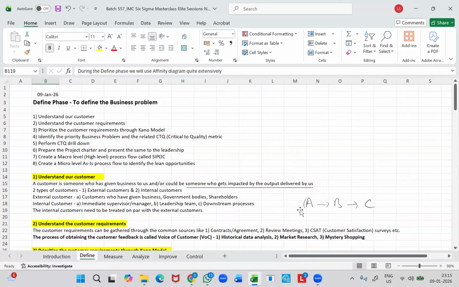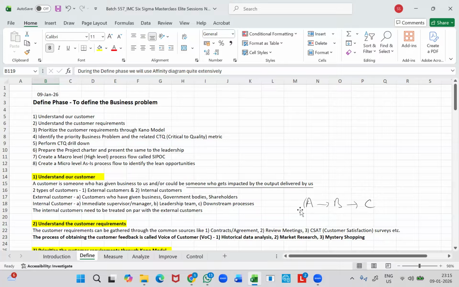So two types of customers. One is the external customer group and the other one is the internal customer group. As part of the external customer group, we will have the customers who have actually given the business to us, the government bodies, and also the external shareholders who are the actual owners of the organization. The internal customer group will consist of people who are internal to our organization, like our immediate supervisor or manager, the leadership team, and most importantly, your immediate downstream processor. The key here is the internal customers are to be treated on par with the external customers.